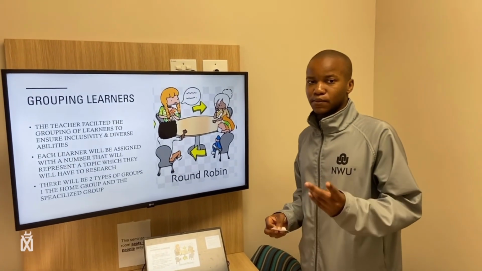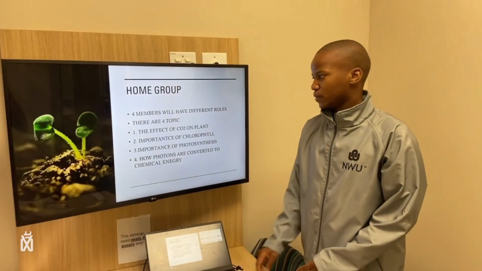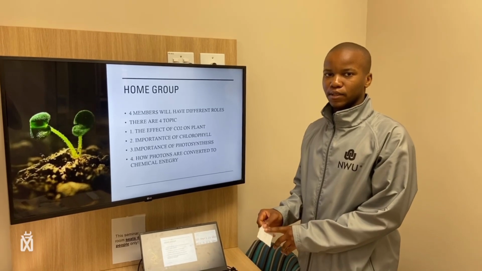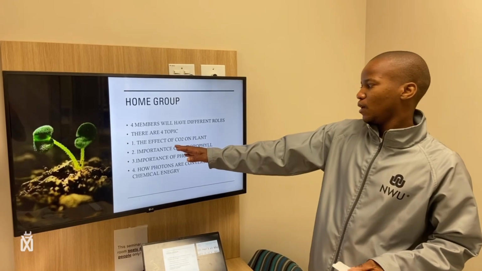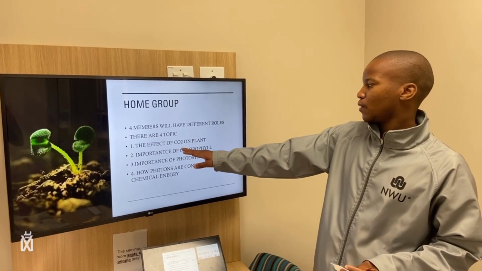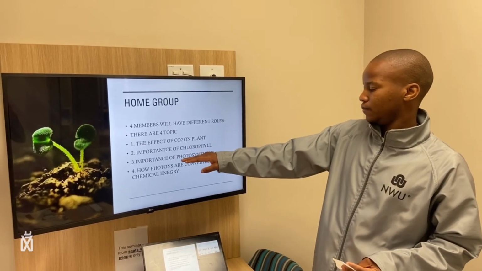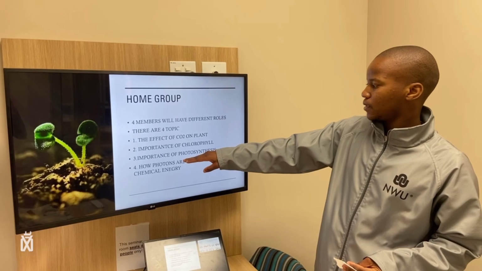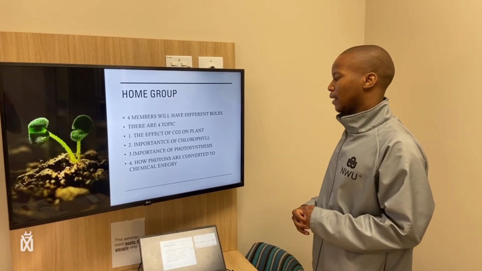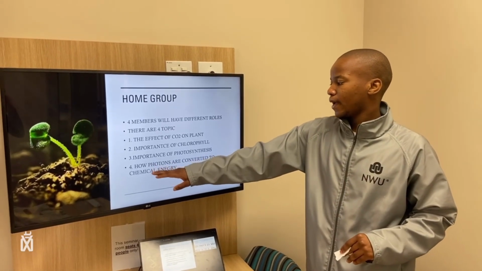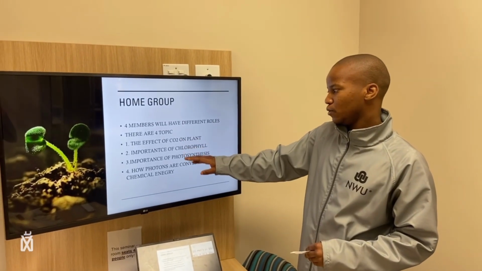There will be 2 types of groups. The group that you're in now is your home group. In your home groups, your number 1, number 2, number 3, number 4 represents the topic that you're in. If you look at the board, the first topic is the effect of carbon dioxide on plants. The second topic is the importance of chlorophyll. The third topic is the importance of photosynthesis. And the last one is how photons are converted to chemical energy. Remember, photons is light. So the number that you have represents the topic that you will be doing.